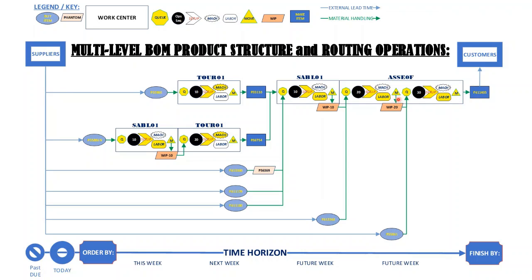Again, there could be some move and queue time that we may need to account for to get this WIP to operation 30. And then finally, when we finish the last operation, we will have our finished good item. The user should refer to this graphical presentation of this multi-level bill and routing structure as we move forward through examples and demonstrations of lead time calculations and back scheduling logic.